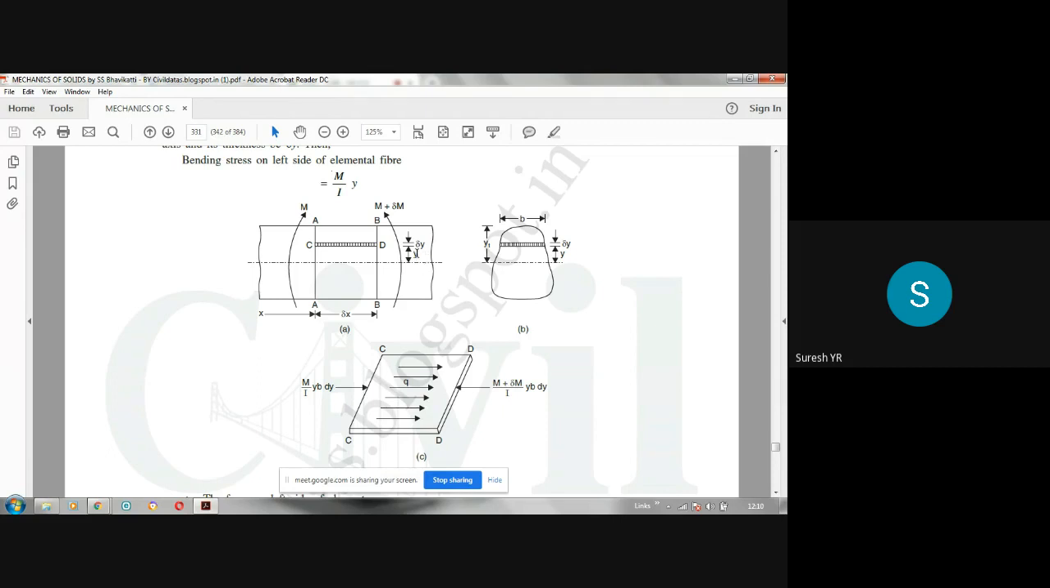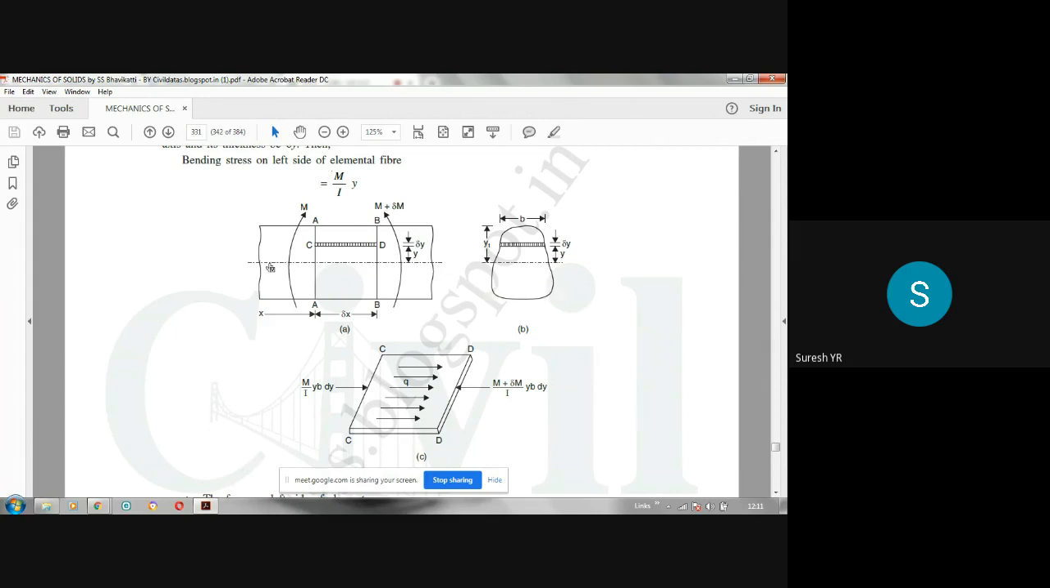So I have taken an elemental strip CD at a distance y from the neutral axis. Along the length of the beam we call it the neutral layer; cross sectionally it is the neutral axis. They are mutually perpendicular to each other. So this is the cross section, and in the cross section we call it the neutral axis. In the longitudinal section, we call it the neutral layer, where the stress is 0. So bending stress is 0 here, but shear stress is not 0. That's what we are going to prove now.